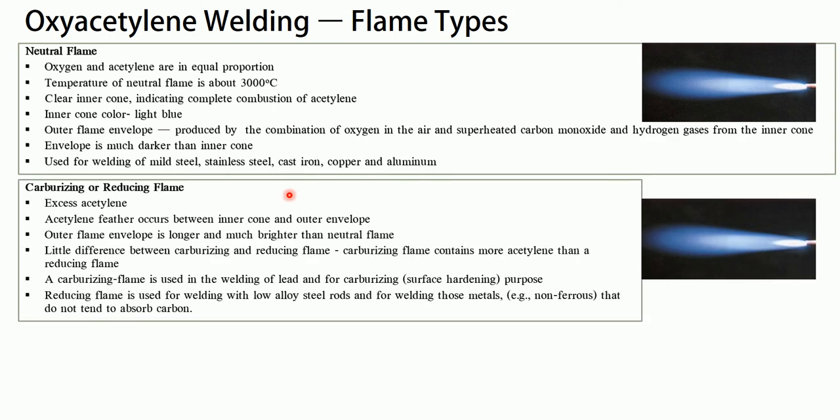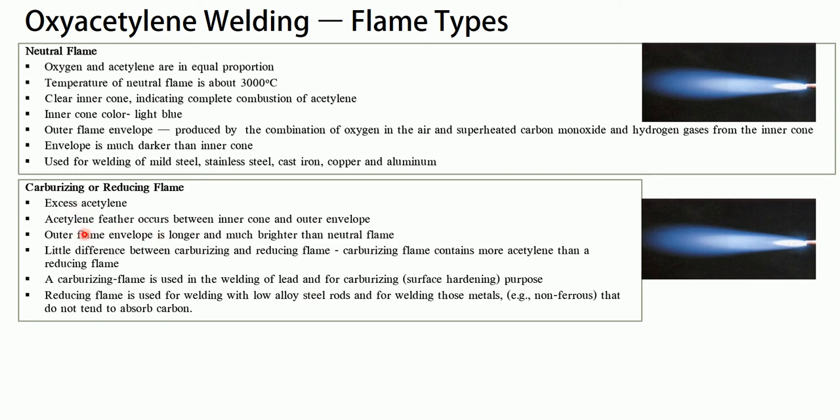Now the second type of flame is called the carburizing or reducing flame. This one is the picture of this second type of flame. How is this flame formed? If we provide excess acetylene, that means the amount of acetylene is more than the amount of oxygen, then this type of flame is formed.